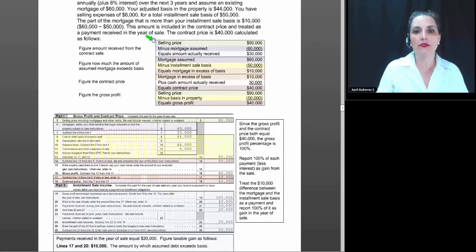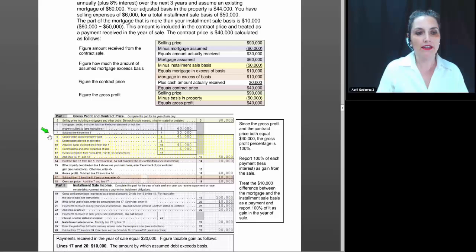We first go to the selling price, which is listed at $90,000, and we enter that on line 5 of Form 6252. We then subtract out the mortgage that is being assumed, which is $60,000, and we enter that on line 6 of the form. And then we get a total, $30,000, which equals the amount that you're actually receiving in payments, and that's the amount that is entered on line 7 of the form.